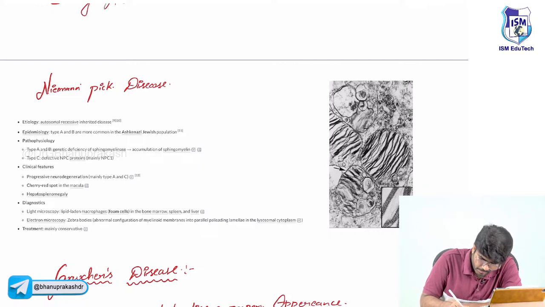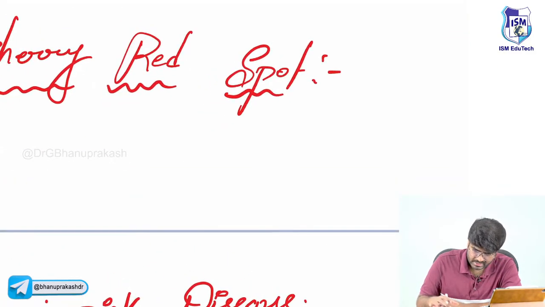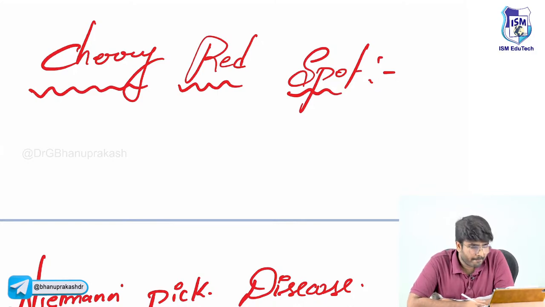Now my question to you is, cherry red spot is seen. Do you know any other condition in which cherry red spots are seen? Do you think only cherry red spots are going to be seen in this hexosaminidase A deficiency, Tay Sachs? You need to know the differential diagnosis of cherry red spot.